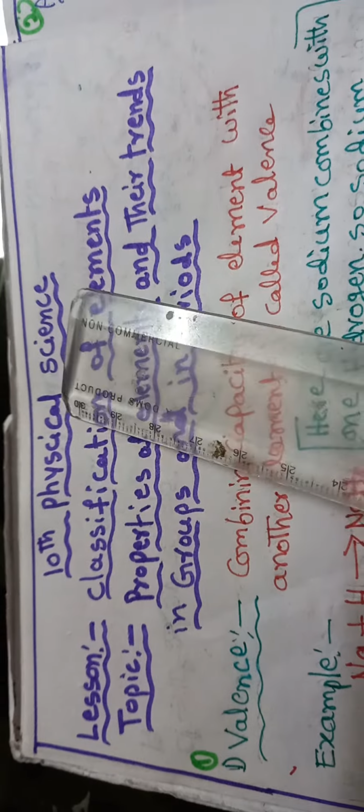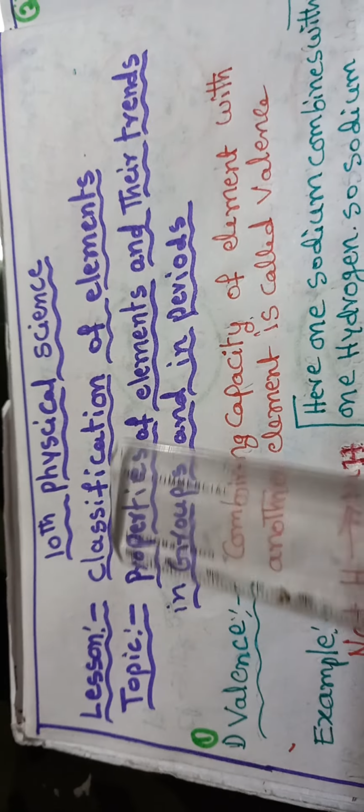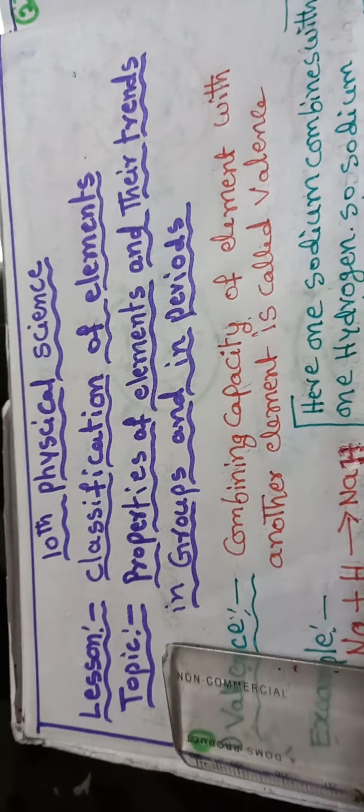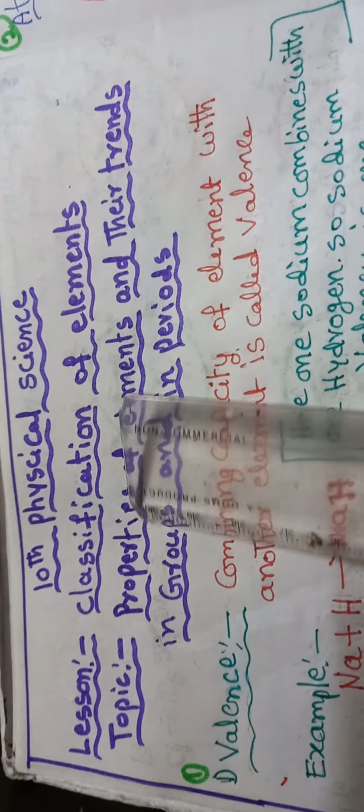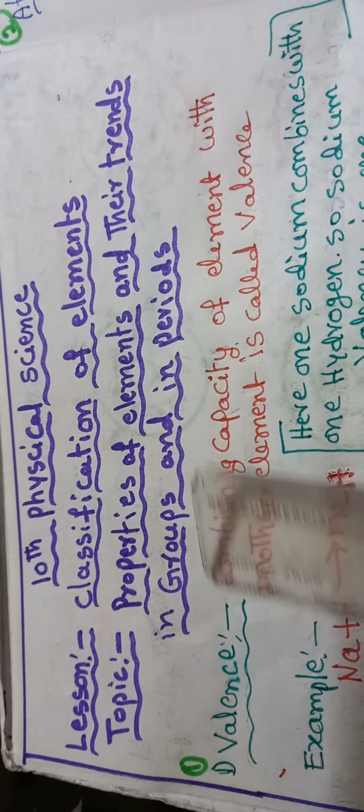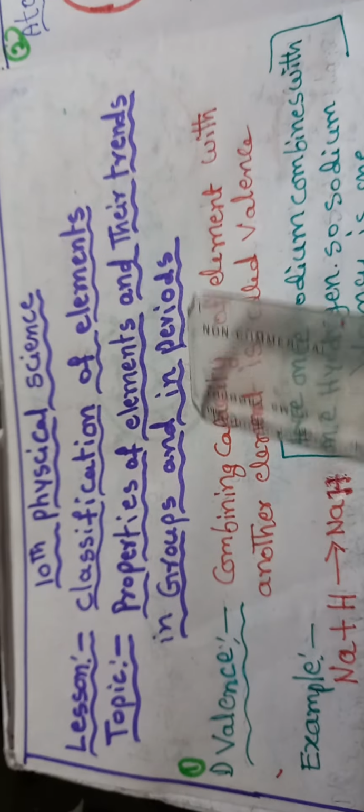10th Physical Science lesson: Classification of Elements. Topic: Properties of elements and their trends in groups and in periods.